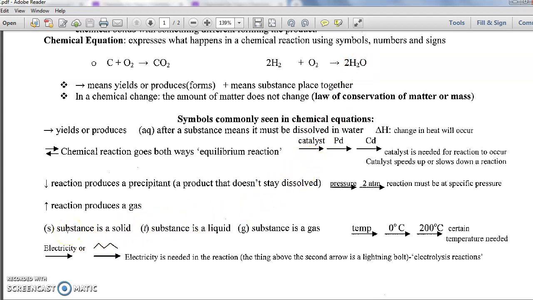If you see the letter S after something in parentheses, it means it's a solid. L after something in parentheses means that it's a liquid. G after something in parentheses means it is a gas.